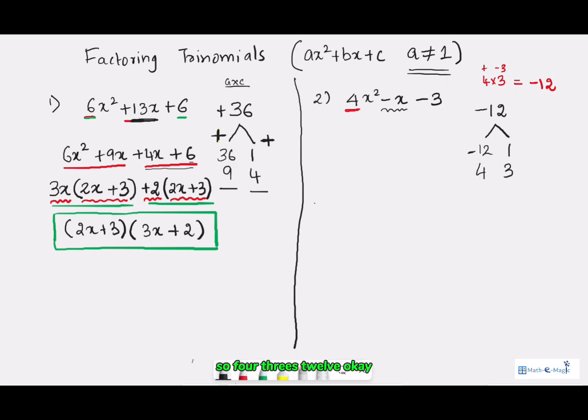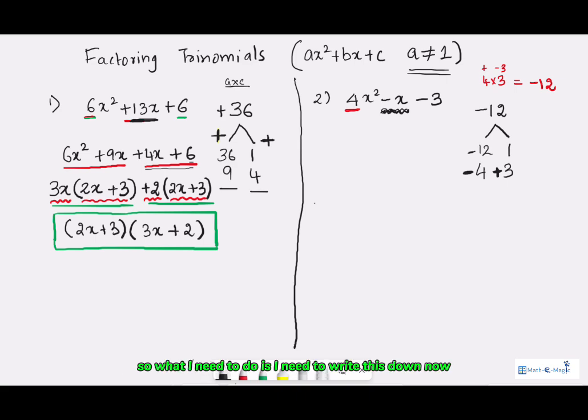So 4 3s are 12. Okay, if I want to get negative 12, one of them needs to be negative. Now which one needs to be negative? Let us find out. Because our middle term is negative x, we need to get negative 1 as the sum. So that I will get if I write this 4 as negative and this 3 as positive. Okay, again these are not our factors directly because our a is not equal to 1.